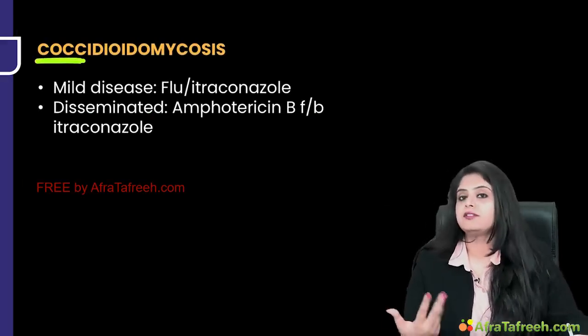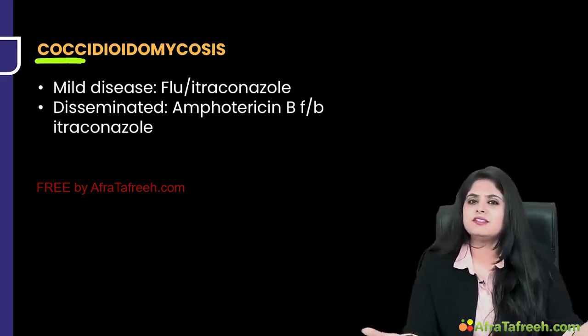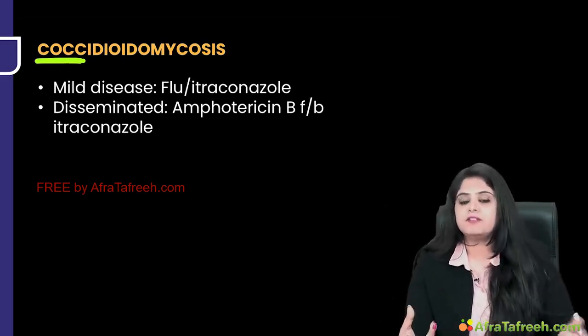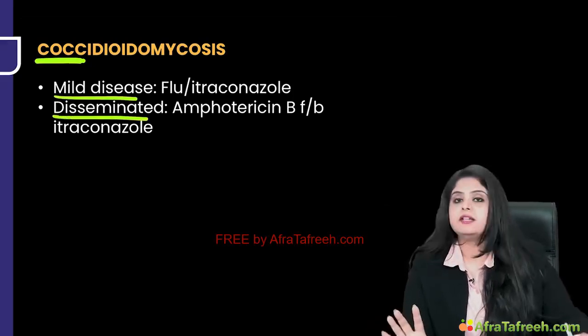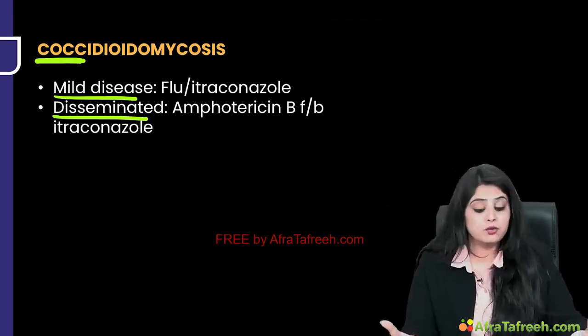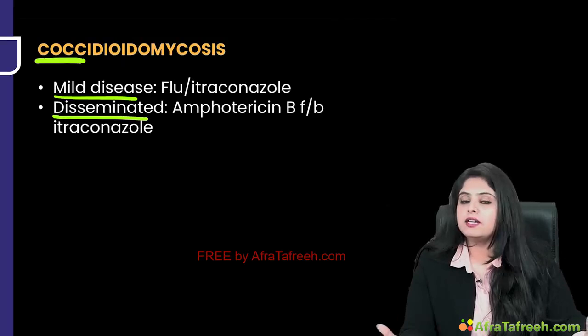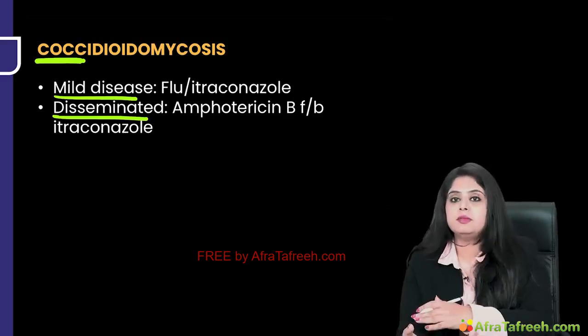I've started ulta. I started with the treatment because that is a more famous question. But the treatment is the same everywhere, na? We were saying if there are mild diseases, you're going to give the azoles. And if there are disseminated infections, first you will give amphotericin B followed by the azoles. I don't know why for coccidio particularly they like to ask the treatment in pharmacology, but they do. Azoles and otherwise amphotericin B followed by azoles.